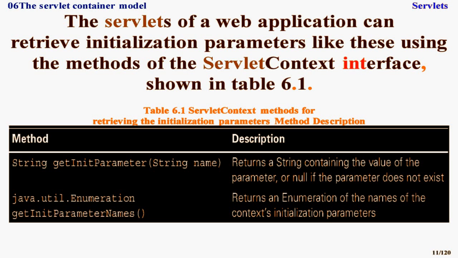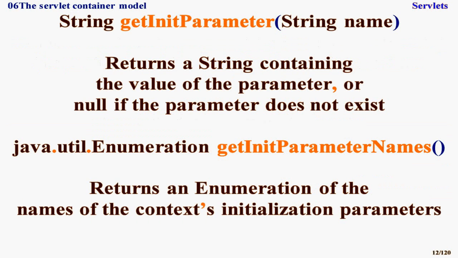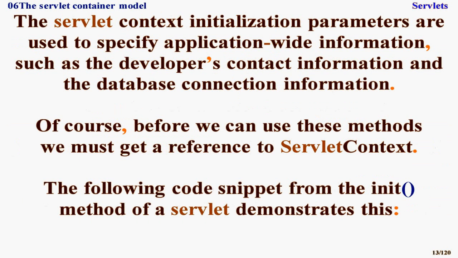Method description. String getInitParameter(String name) returns a string containing the value of the parameter, or null if the parameter does not exist. java.util.Enumeration getInitParameterNames() returns an enumeration of the names of the context's initialization parameters. The ServletContext initialization parameters are used to specify application-wide information, such as the developer's contact information and the database connection information. Of course, before we can use these methods, we must get a reference to ServletContext.